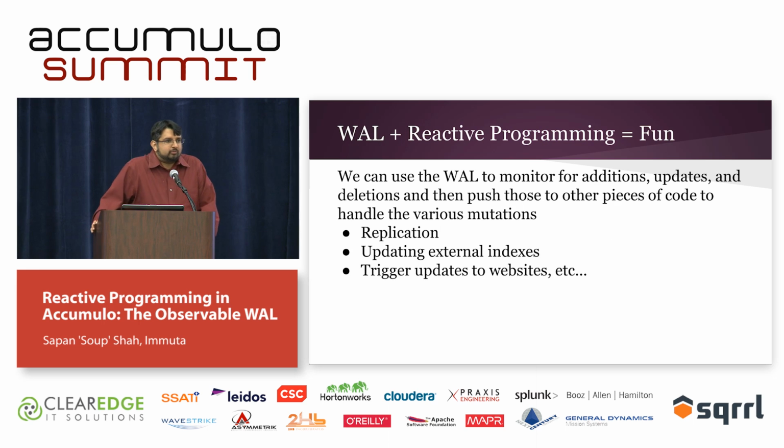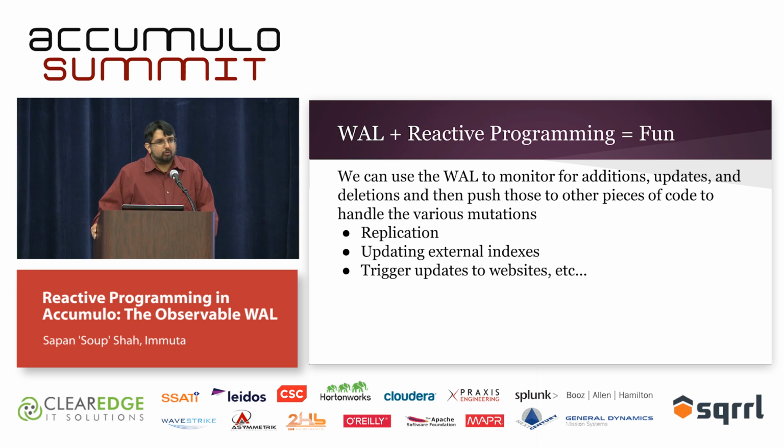So I talked about two things. Why should we even care? Because the write-ahead log plus reactive programming means that we can have fun using Accumulo. We can use the write-ahead log to monitor for the mutations, and we can use it to monitor for deletions. We can basically get all the modifications and things like that. Well, one of the major uses in Accumulo 1.7 for the write-ahead log was actually to do replication. So the replication system works via monitoring the write-ahead log and writing that all out.